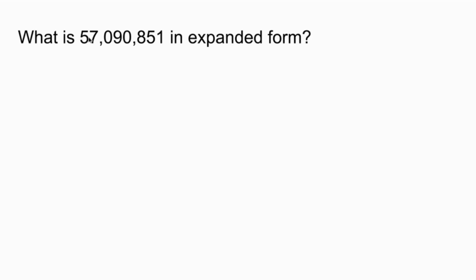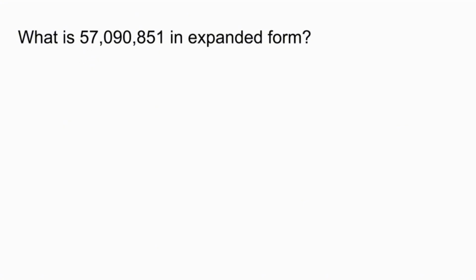What is 57,090,851 in expanded form? Expanded form is when you take a number like this and add up all the different place values that you can. So let's look at the place values from left to right.